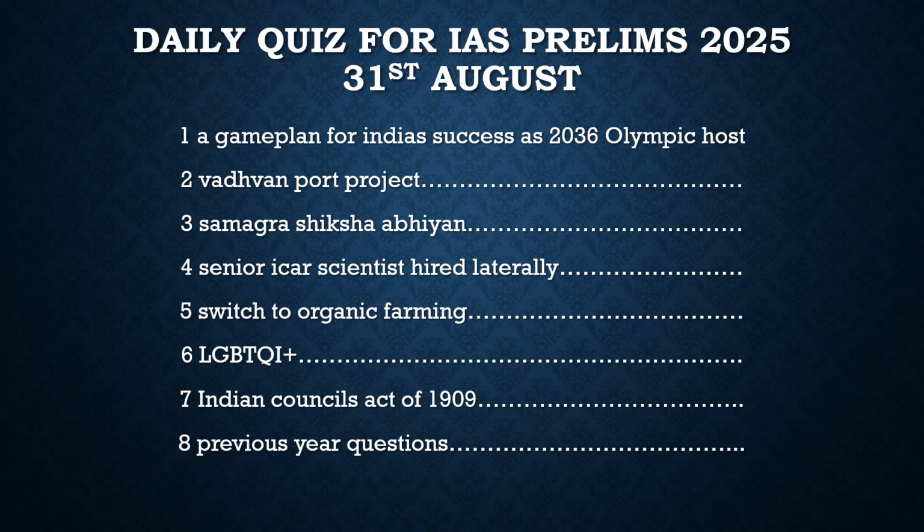After that, we saw another article in the news that a senior ICAR scientist was hired laterally. There was lateral entry with respect to the senior ICAR scientist, hired without reservation. By ICAR we should know that it is the Indian Council of Agricultural Research. From 2007 itself, more than 2700 scientists were appointed through lateral entry, and it does have an impact on the efficiency of the organization. It impacts the principles of reservation, and it also violates merit.